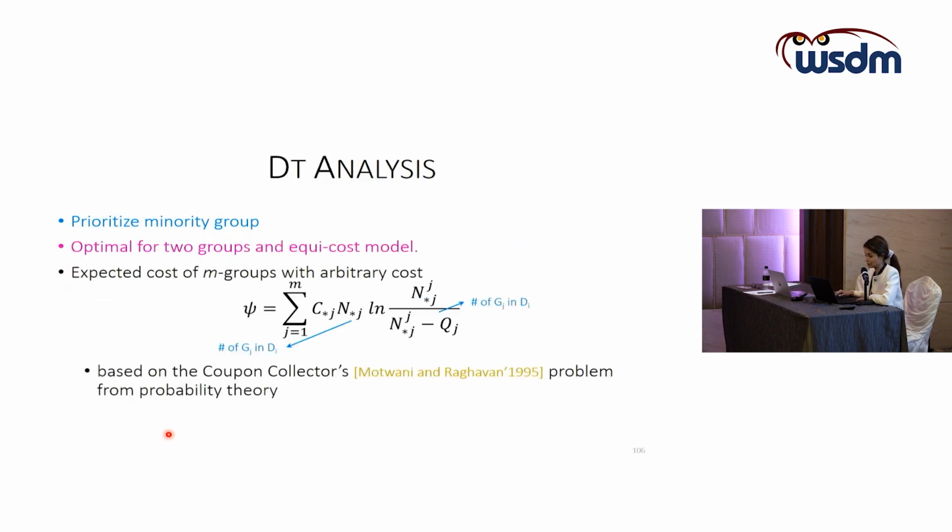So it turned out that if we have only two groups and the cost for all models is equal, the strategy of selecting the minority group is optimal. But if we have the generic case where we have multiple groups and arbitrary cost models, the result is suboptimal, but there is a way of bounding the result based on the size of the data sources and also the distribution of groups in each data source.